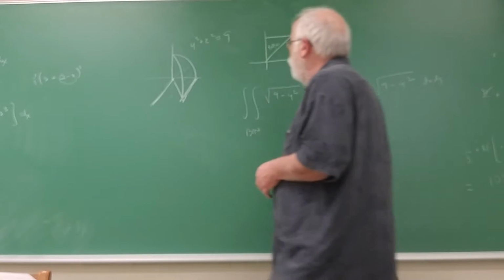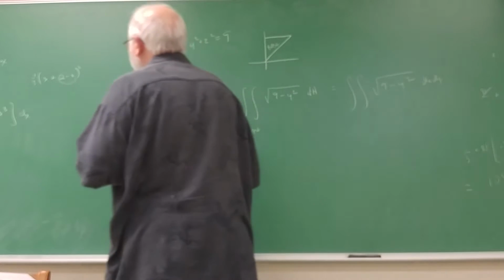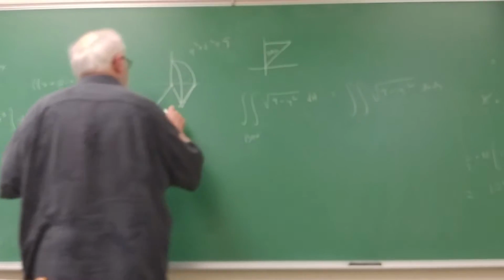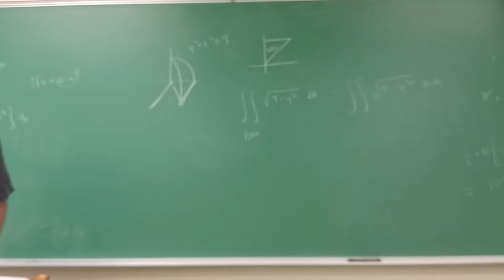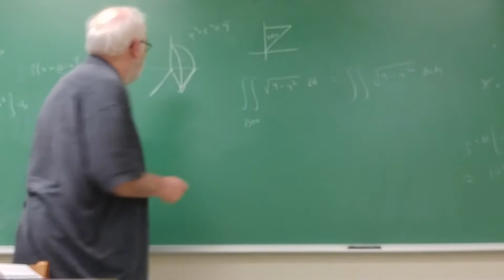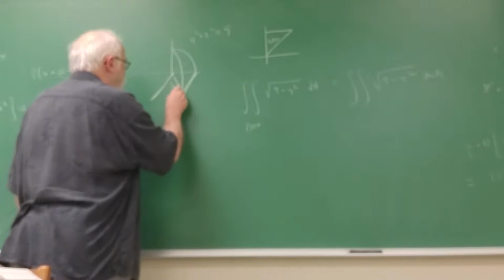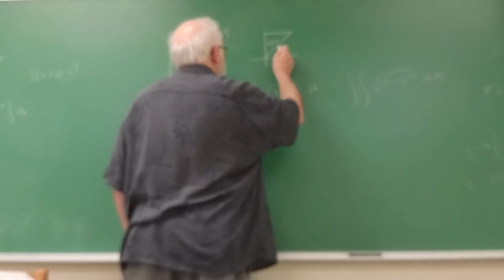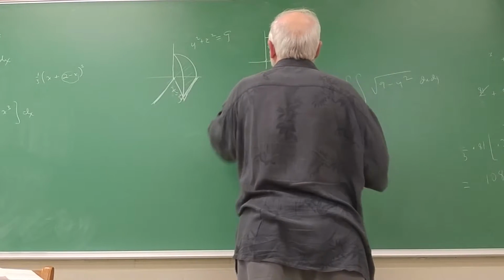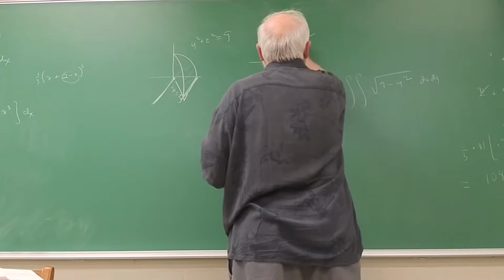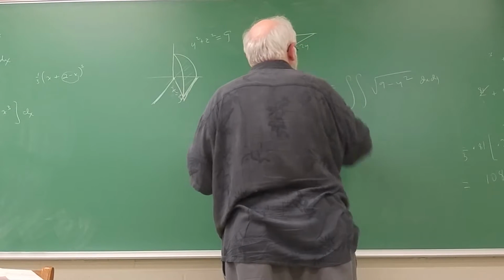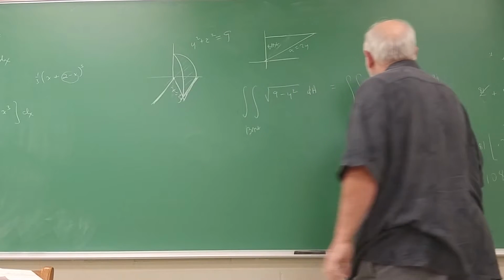Y runs from, let's see. So what plane was this? X equals 2y. All right. So my line, x equals 2y. Well, that's nice because I don't need any fractions then.